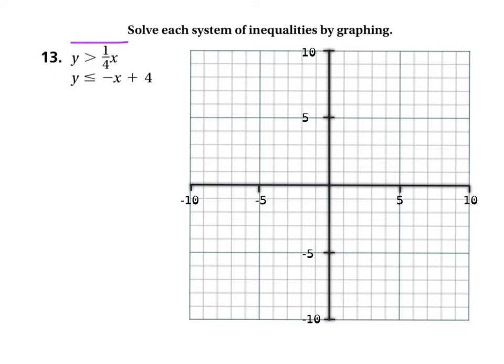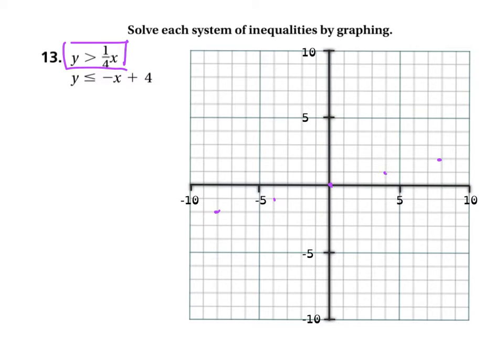Let me box that out. Sorry, I'm struggling with that. y is greater than 1/4 x. So I don't see plus or minus anything at the end here, which means we're going to be going through the origin. And from there, we rise 1, run 4. Rise 1, run 4. And we can go back in the other direction the same way as well.